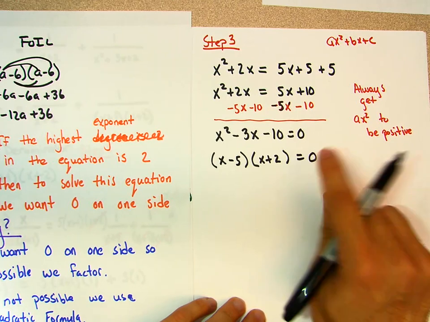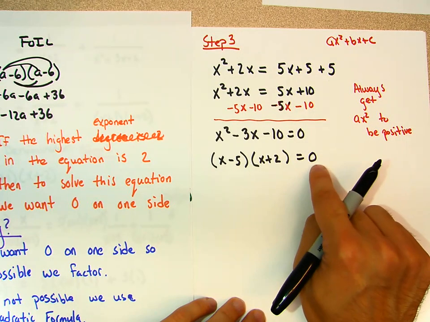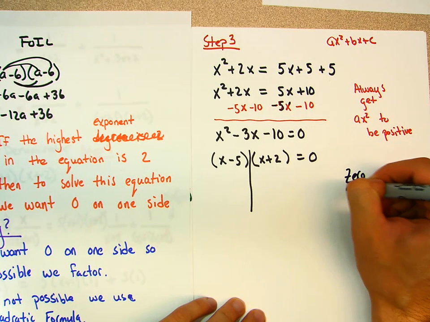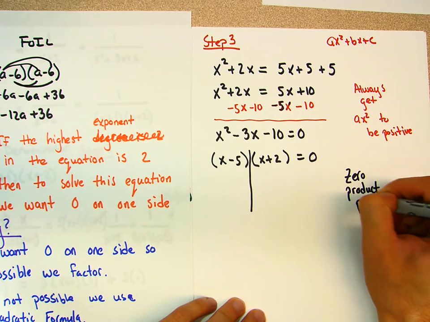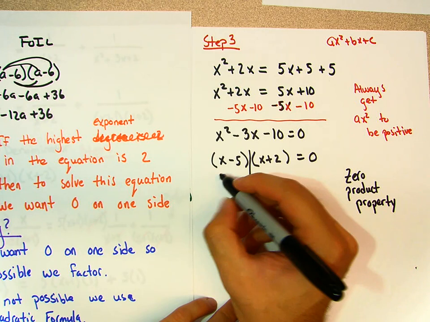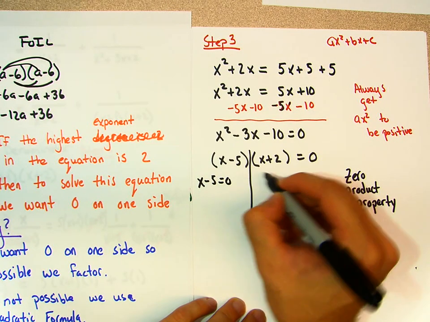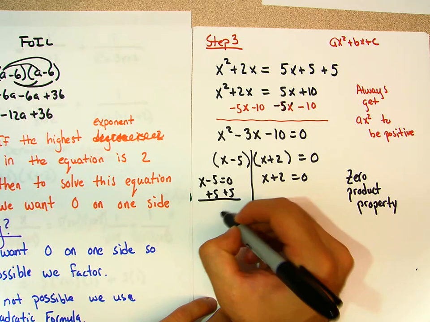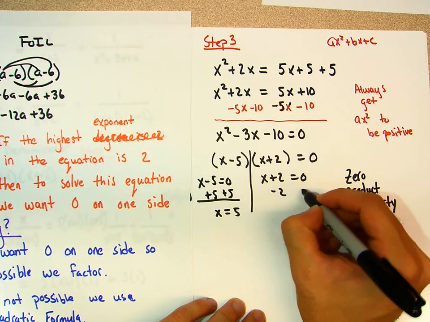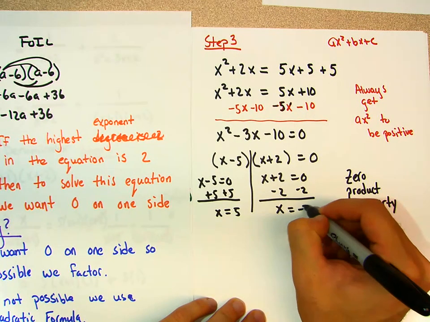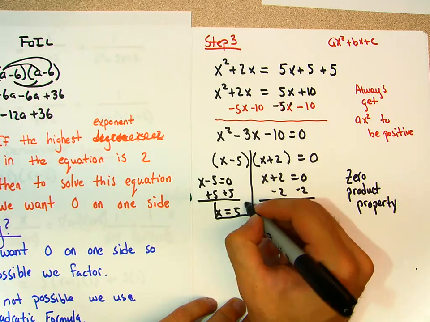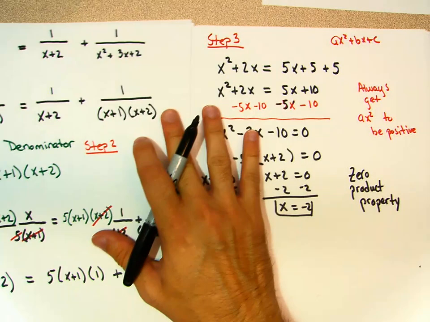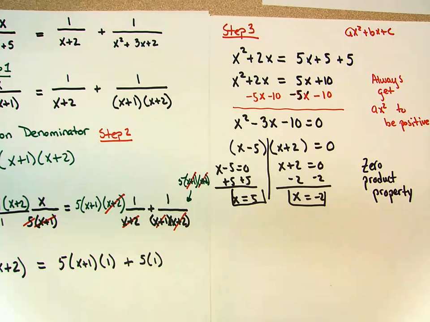x minus 5 and x plus 2. And now look, once you have 0, what move can you use? The zero product property, right? Because you can say x minus 5 equals 0, x plus 2 equals 0. Then plus 5, x equals 5; minus 2, x equals minus 2. Okay? So now we solved for x. We did all this work, and we got 2 answers for x, right?